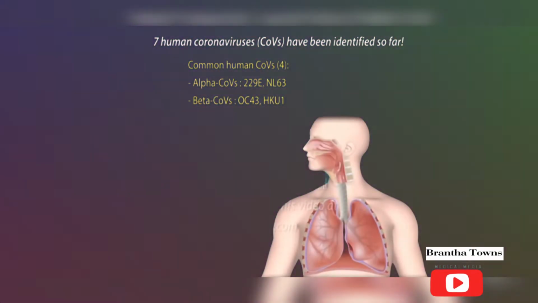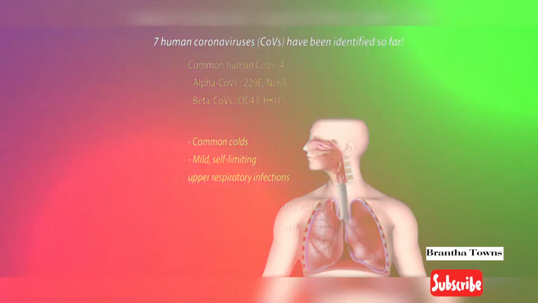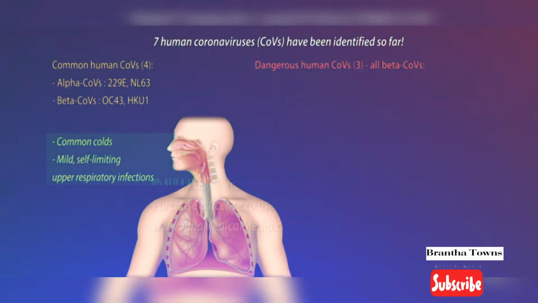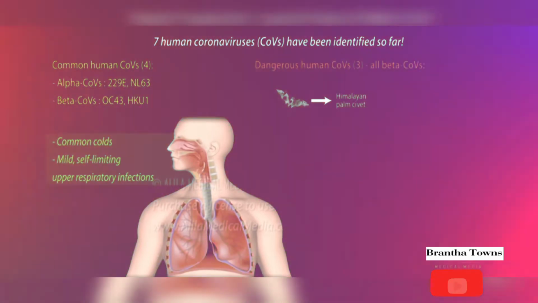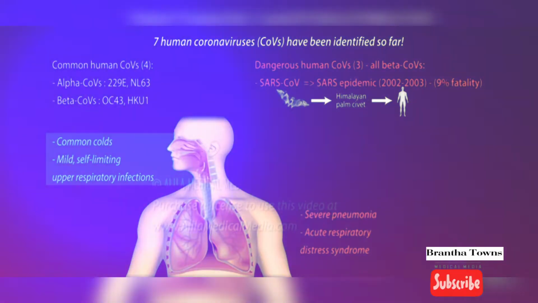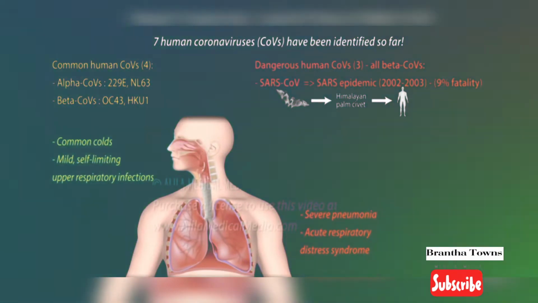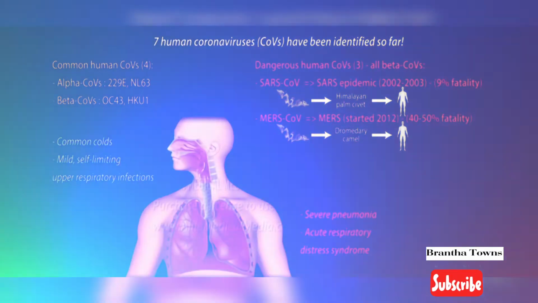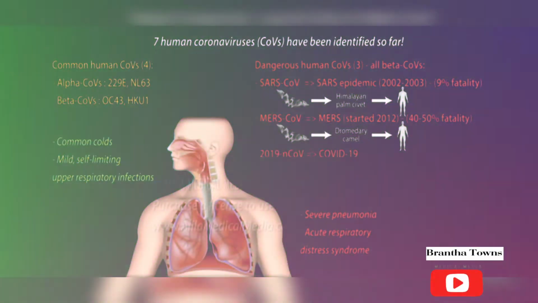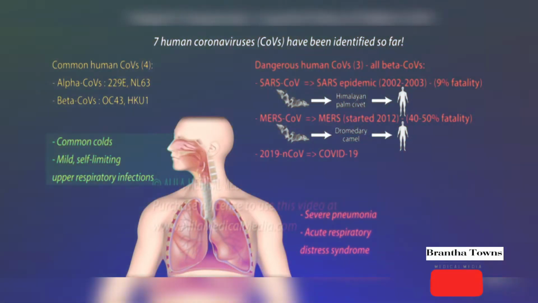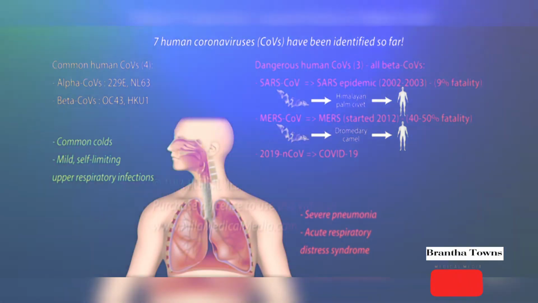In humans, they were thought to cause mild, self-limiting respiratory infections until 2002, when a beta coronavirus crossed species barriers from bats to a mammalian host before jumping to humans, causing the severe acute respiratory syndrome, SARS, epidemic. More recently, another beta coronavirus is responsible for the serious Middle East respiratory syndrome, MERS, started in 2012. The novel coronavirus responsible for the coronavirus disease 2019 pandemic, COVID-19, is also a beta coronavirus.